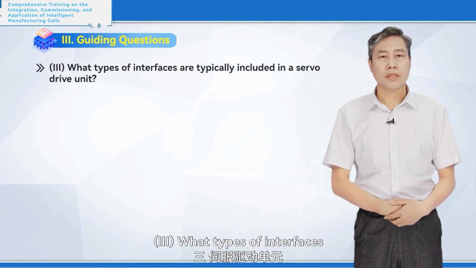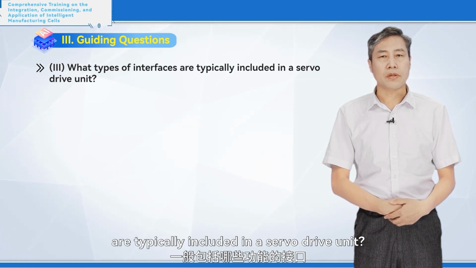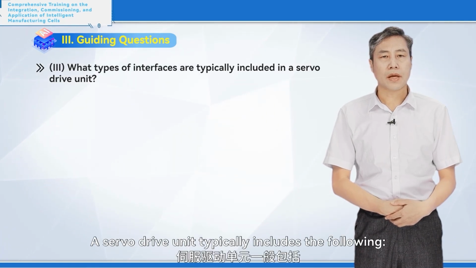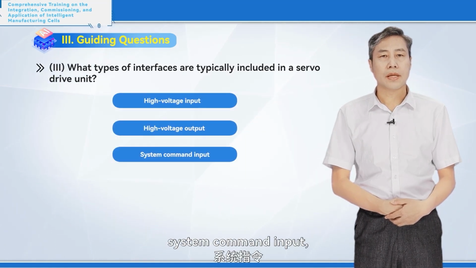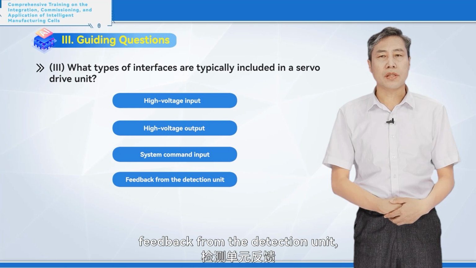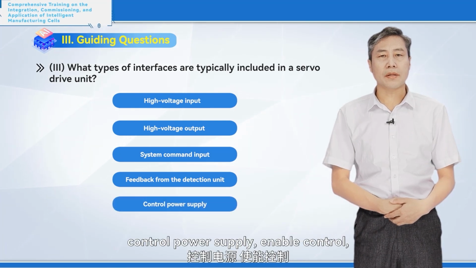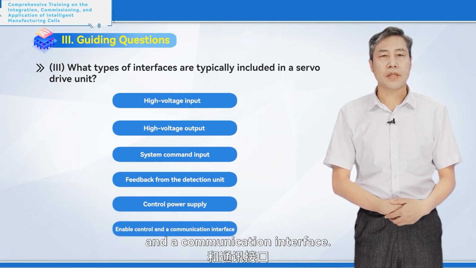3. What types of interfaces are typically included in a servo drive unit? A servo drive unit typically includes the following: high voltage input and output, system command input, feedback from the detection unit, control power supply, enable control, and a communication interface.